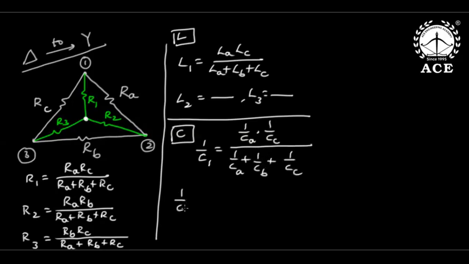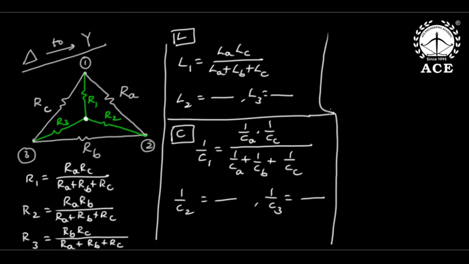Like that you can complete the remaining two. So don't try to simplify. Leave it. Because my intention is, if you can remember the resistor formula, the remaining are easy. The capacitor formula is also the same as the resistor formula, but reciprocate every term including the left hand side. 1 by C1 is 1 by CA into 1 by CC by sum, but reciprocate.